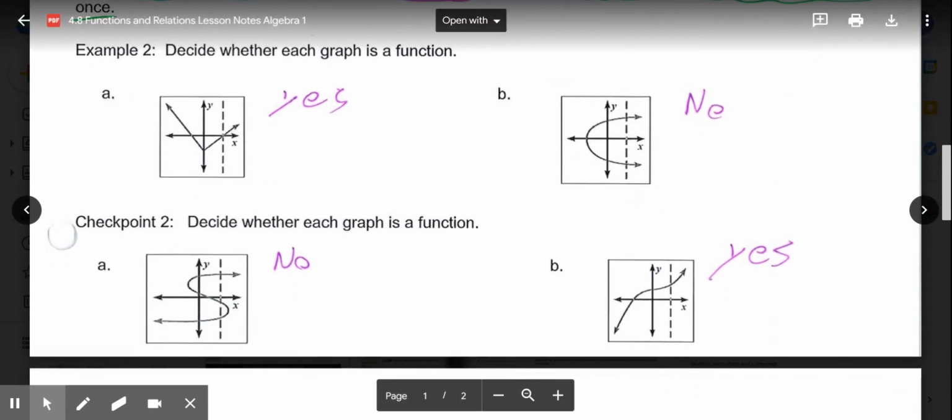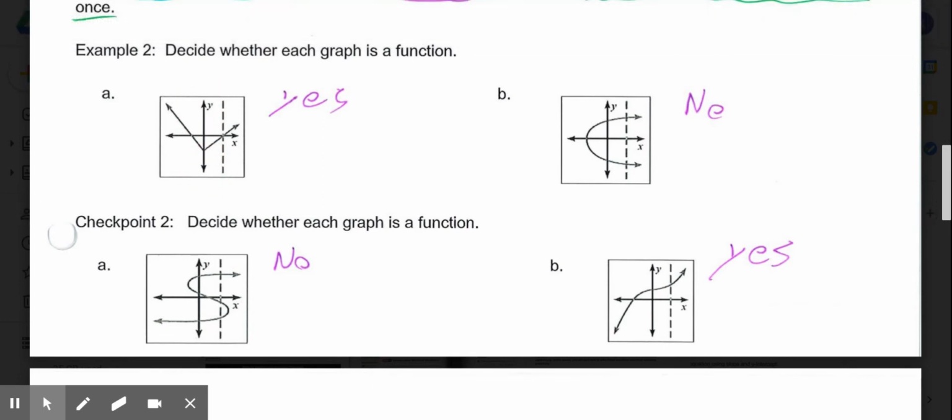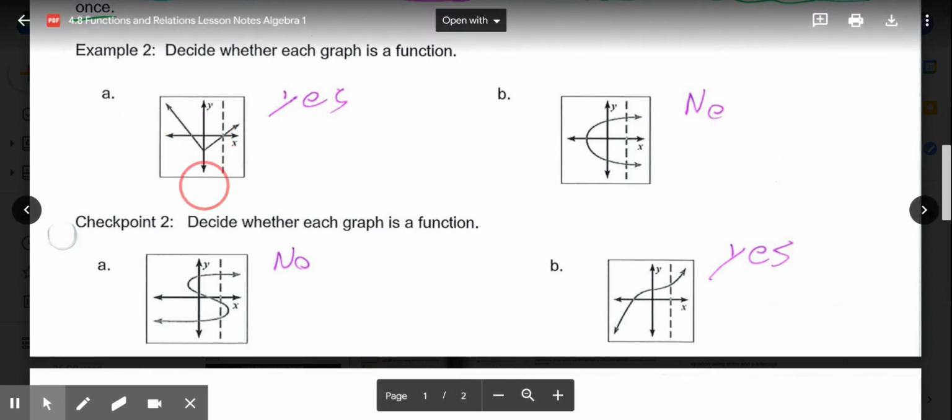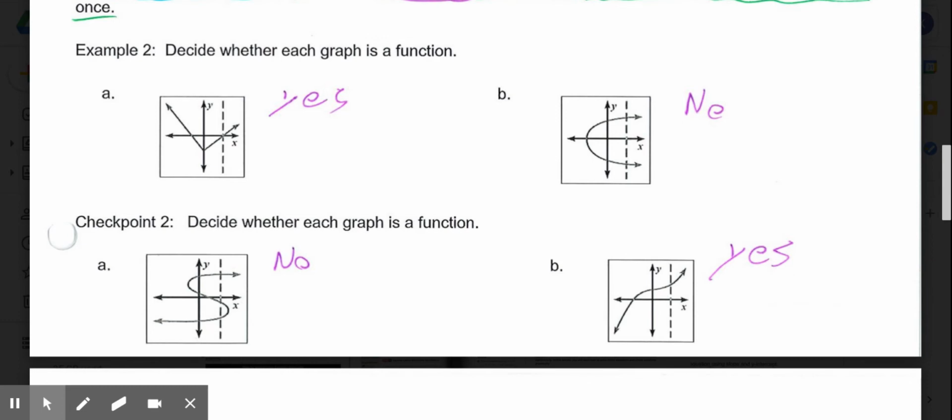In example 2a, the vertical line, no matter where we draw it through this graph, only crosses the graph of this figure once. Remember, the x and y axes are not part of the graph. Those are just our plane. So the x and y axes don't count as the graph. We're only looking at that figure here in the check mark shape. So the vertical line, no matter where we draw it, only crosses once. So yes, that's a function.